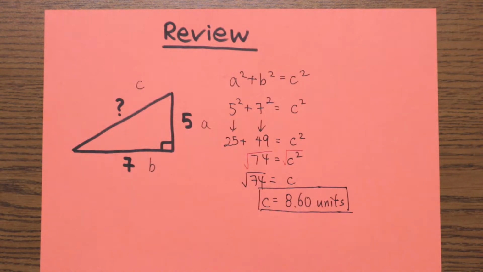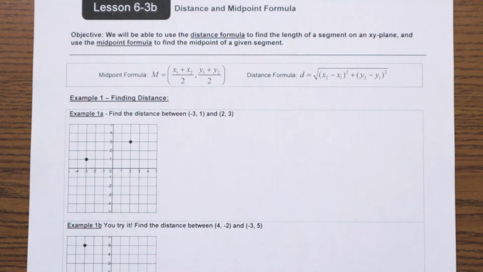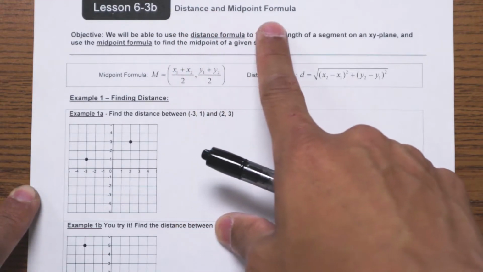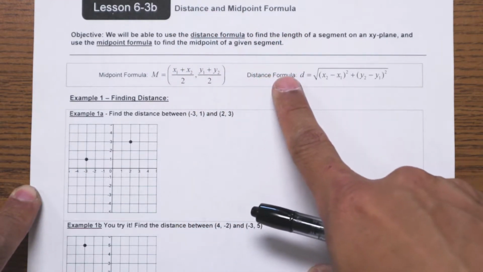Well, that's the review of how to do the Pythagorean theorem. And the next lesson will be a continuation and extension of this Pythagorean theorem. In lesson 6-3b, we're going to take a look at something called the distance formula and the midpoint formula. Let's talk about the distance formula first.